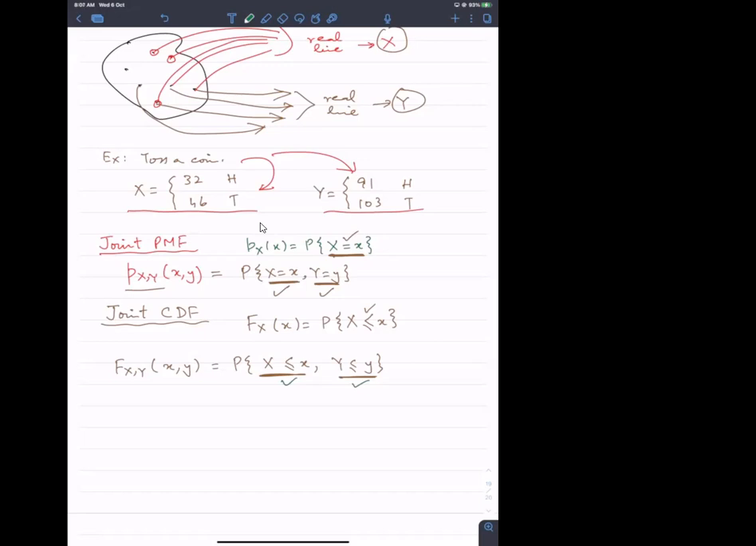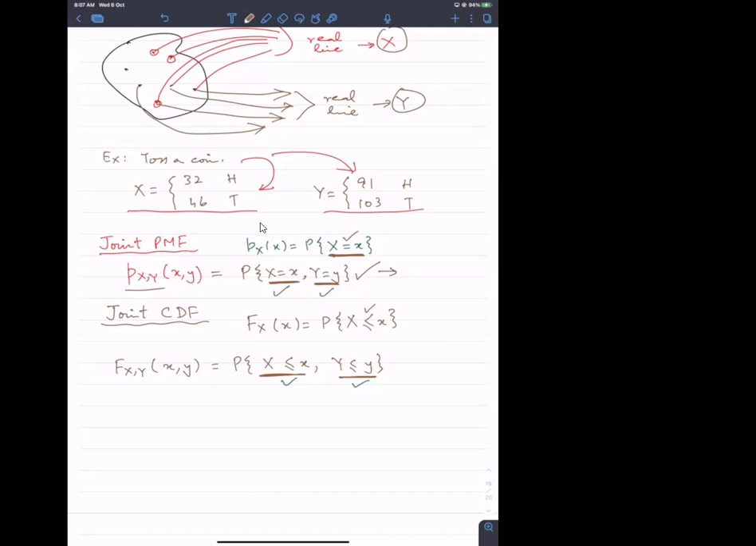Now, last time we saw that from the joint PMF we can find the marginal PMF. That is, if we are given the joint PMF of x and y, then if we sum out x we will get the PMF of y, and if we sum out y we will get the PMF of x.